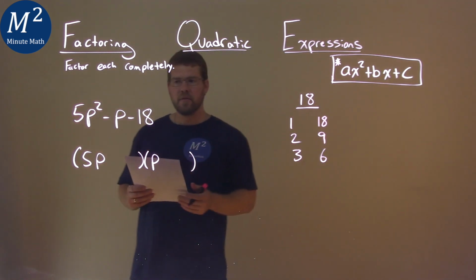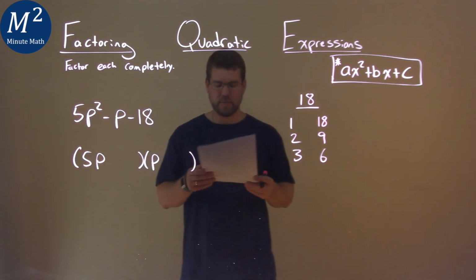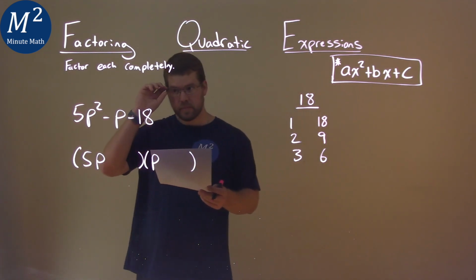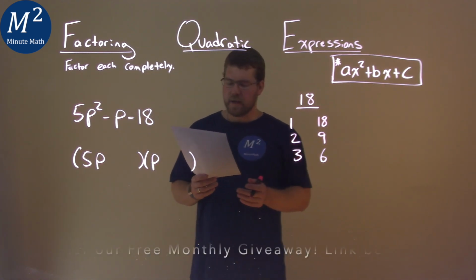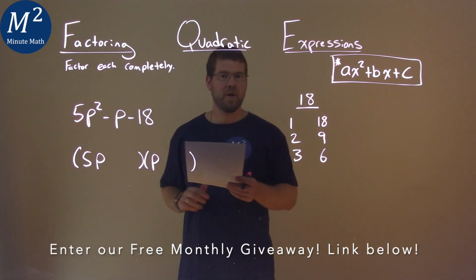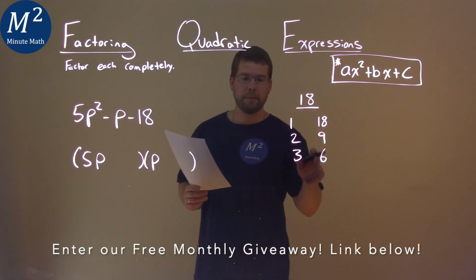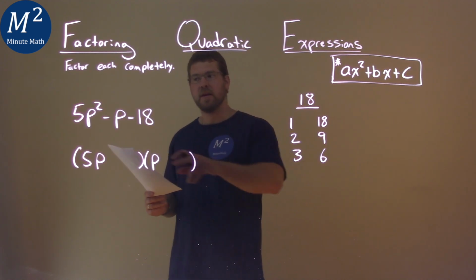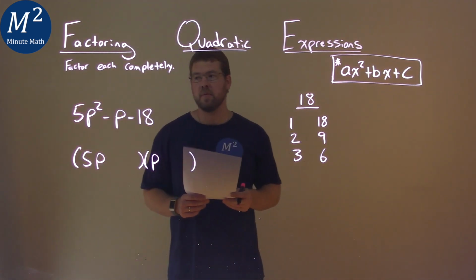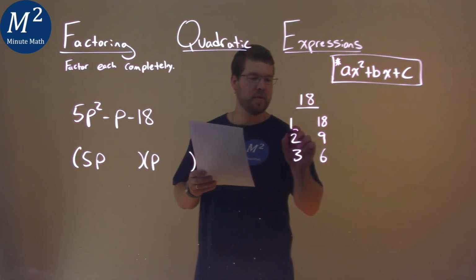Since it's a negative 18, I know that one of these numbers has to be negative, okay? And this is going to be the tricky part. One of the numbers is going to be negative. We don't know which one. And we look at our a value being 5, and so we have to ask ourselves, 5 times which one of these numbers plus the other number gives us a b value of negative 1. And the pair that we're going to deal with is this 2 and the 9.